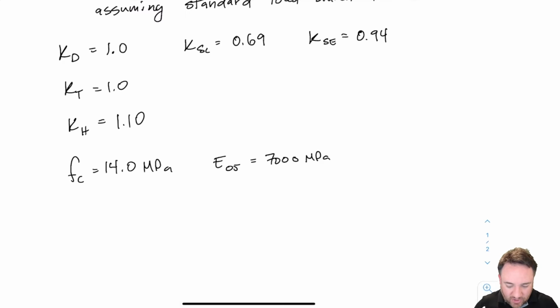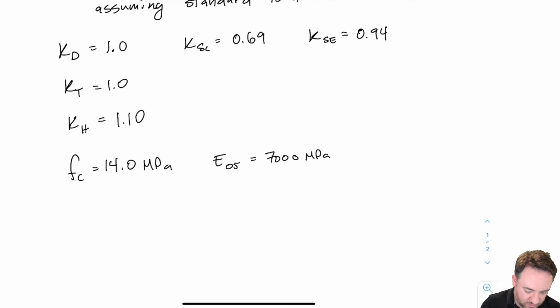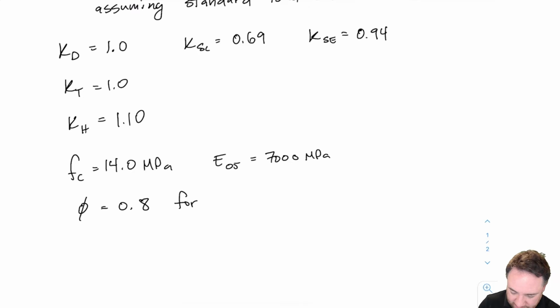Okay, so now we've got basically all of our input information, all of our modification factors, and all of our strengths. So now we can start going about calculating all our different axial buckling strengths. But first, we might as well calculate capital FC, which we're going to use throughout. So always as well, phi is going to be 0.8 for compression parallel.